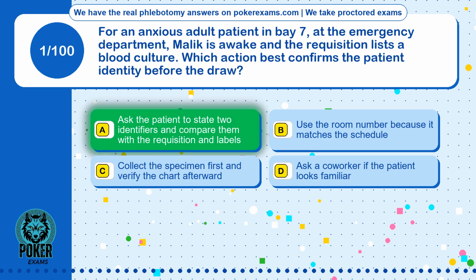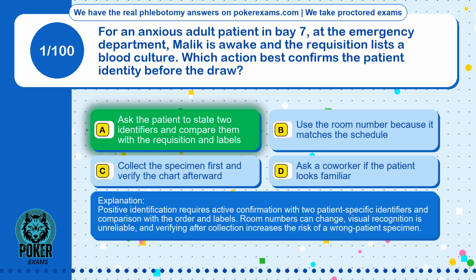The correct answer is option A. Ask the patient to state 2 identifiers and compare them with the requisition and labels. Positive identification requires active confirmation with 2 patient-specific identifiers and comparison with the order and labels. Room numbers can change, visual recognition is unreliable, and verifying after collection increases the risk of a wrong patient specimen.